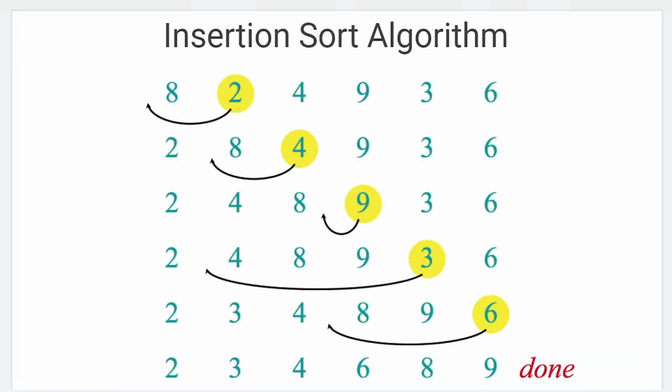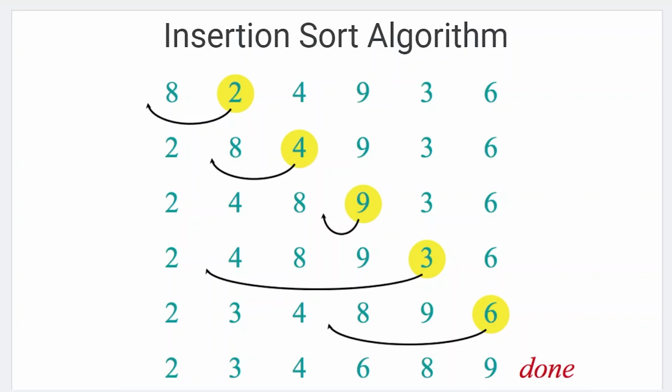In this video, I'm going to make you understand the concept of the insertion sort algorithm. Insertion sort is a simple sorting algorithm that gives the output of a final sorted array. It works by iterating over the array. Basically, it starts from the second index and inserts each element into its correct position.